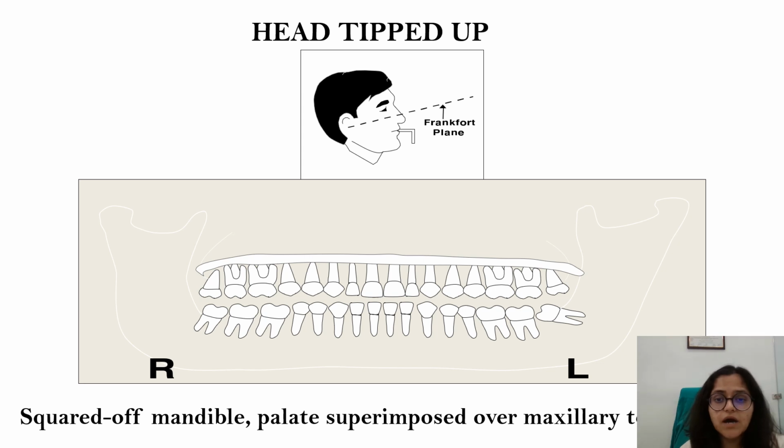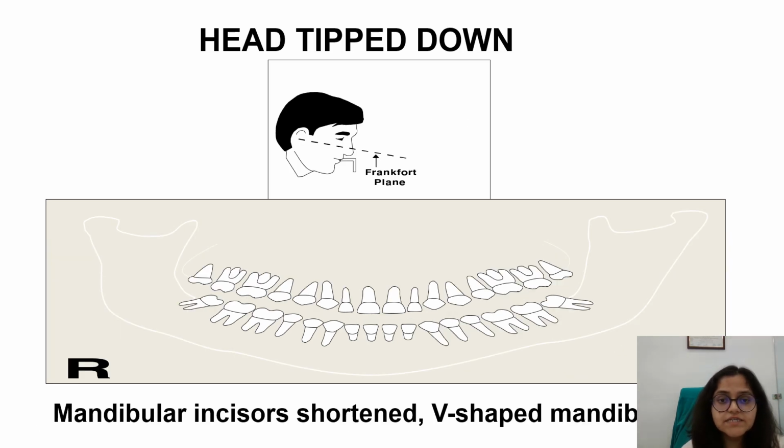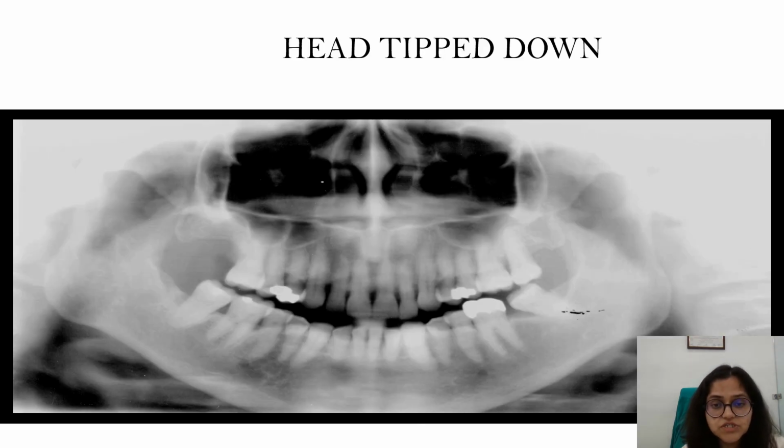This is head tipped up. The Frankfurt plane is not parallel to the floor. Then there is a square of the mandible, and the palate is superimposed over the maxillary teeth. If the head is tipped down, then the mandibular incisors are shortened and a V-shaped mandible can be appreciated. This is the OPG where the patient's head was tipped down.